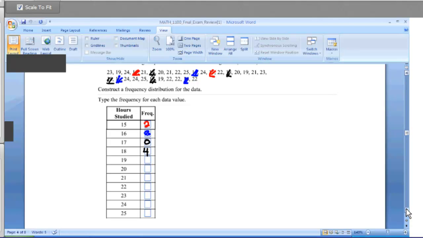For number, we're trying to find how many 19s there are. So 1, 2, 3, 3 19s. I'm just scratching these out so that it's quicker to find what's left. Looking for the number of 20s. So there's a 20, and here's a 20, and that's all I see. So just 2 of those. For the 21, let's see, 1, 2, 3 21s. For 22s, see 4 of those.